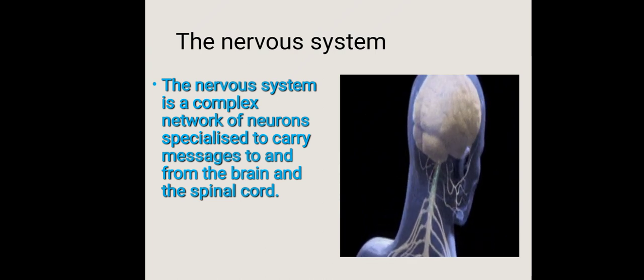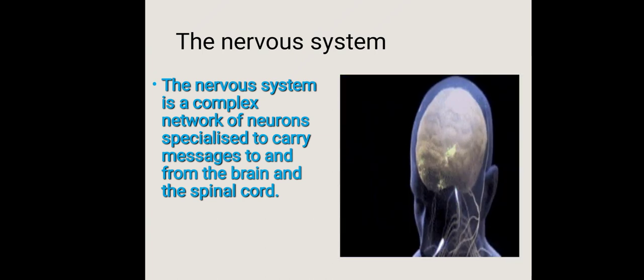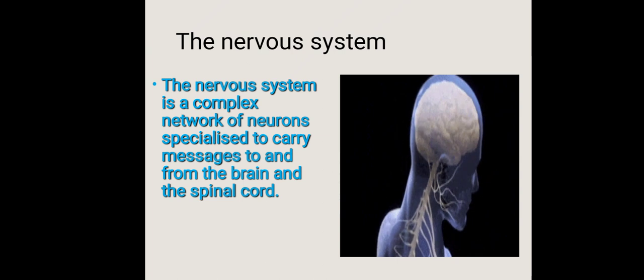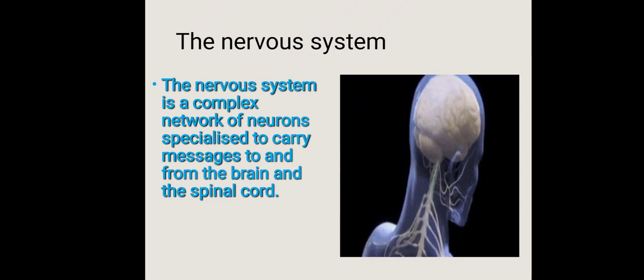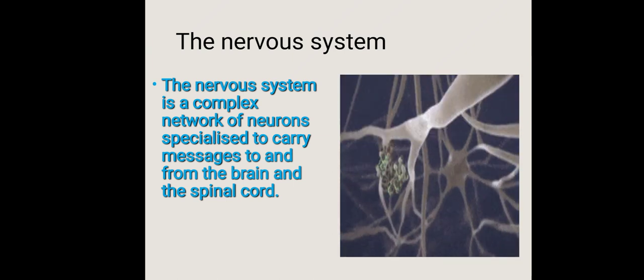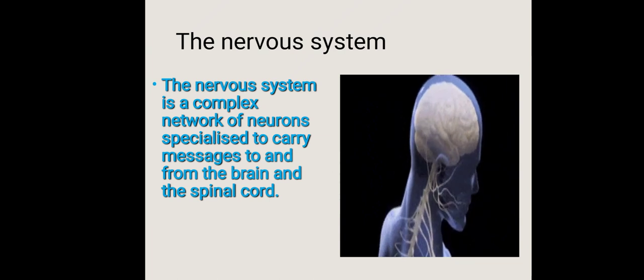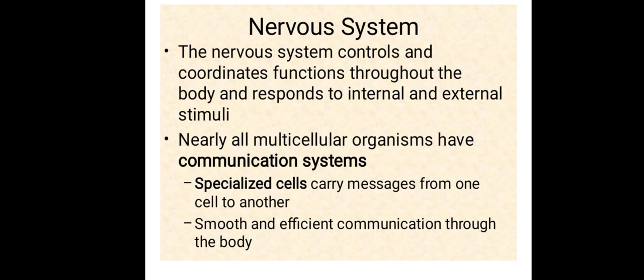The nervous system is a complex network of neurons specialized to carry messages to and from the brain and the spinal cord. The nervous system controls, coordinates functions throughout the body and responds to internal and external stimuli.